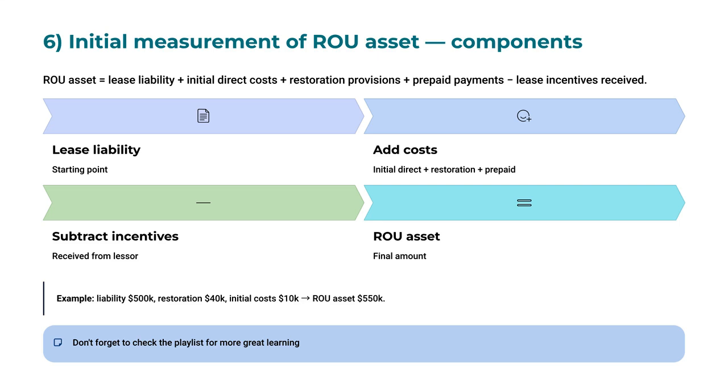Initial measurement of ROU asset. Components: ROU asset equals lease liability plus initial direct costs plus restoration provisions plus prepaid payments minus lease incentives received. Example: liability $500K, restoration $40K, initial costs $10K, raw ROU asset $550K.